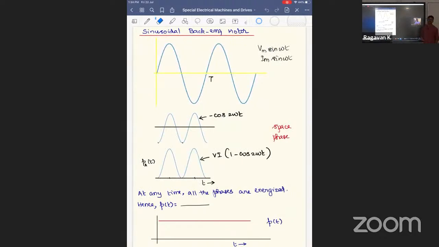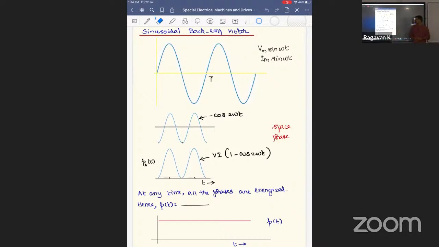Suppose the machine is designed for sinusoidal back EMF. Then what kind of waveform do we need to inject? We have to inject sinusoidal current. I am talking about one phase. The product sin omega t multiplied by sin omega t gives sin square omega t, which is (1 minus cos 2 omega t) by 2. Initially you can sketch minus cos 2 omega t, then shift the waveform to get 1 minus cos 2 omega t. The waveform is going to be like this. This is about one phase.